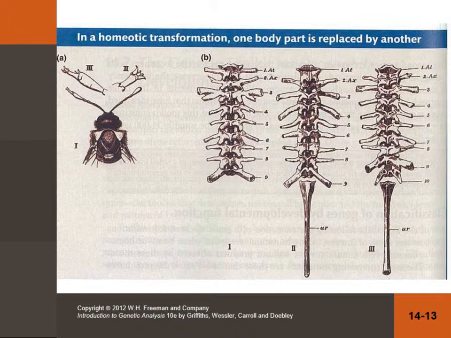In B, we can see three specimens of the vertebral column of a frog. The one right in the middle, this is normal. The left specimen has extra structures growing out of the top of the vertebral column, and the one on the right has an extra set of vertebrae.